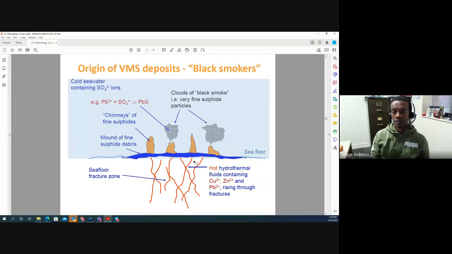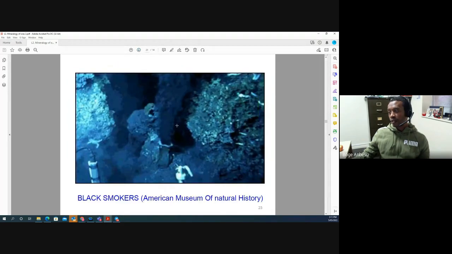But as soon as it hits the surface, obviously it's the sea, it's the seawater. There's a lot of sulfate in seawater. So the copper ion now reacts with the sulfate, it forms copper sulfide. The lead ion reacts with sulfate, forms lead sulfide. Zinc reacts with sulfate, forms zinc sulfide. So what you saw in that picture there, that dark smoke, is actually the hot fluid containing copper, for example, reacting with the sulfate, forming very fine copper sulfide dust. And the same is true for the lead and the zinc as well.